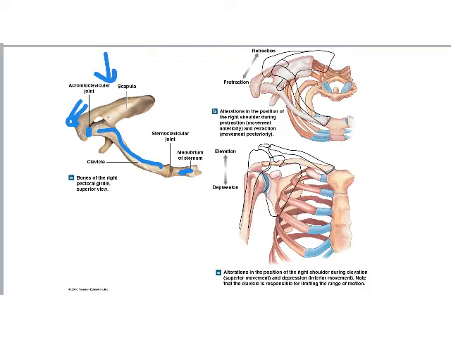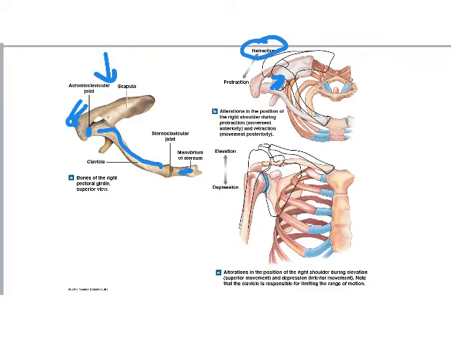So depending on how you move the shoulder, that clavicle can move in multiple directions. So if you stand up straight and pull your shoulders back, if you're trying, for example, to have good posture, you would call that retraction of the shoulder. And you can see that the clavicle moves backwards.